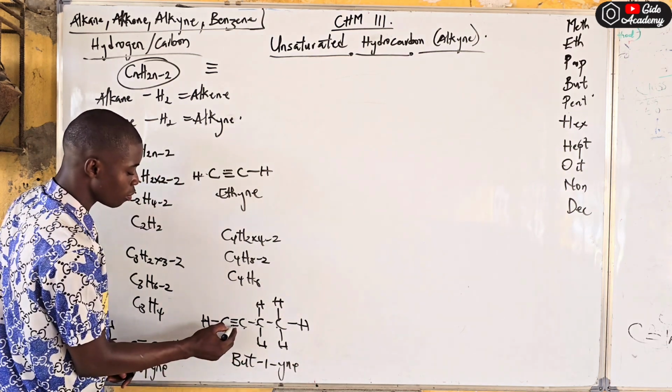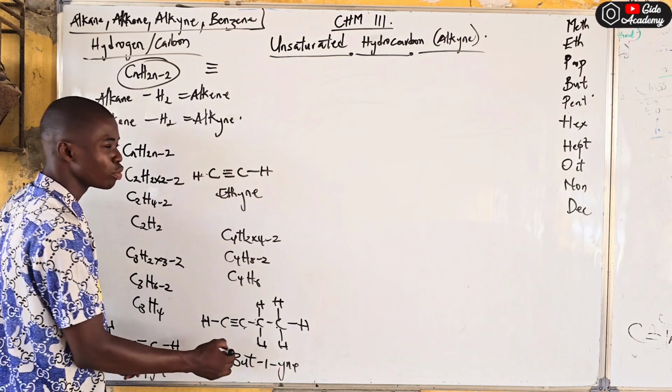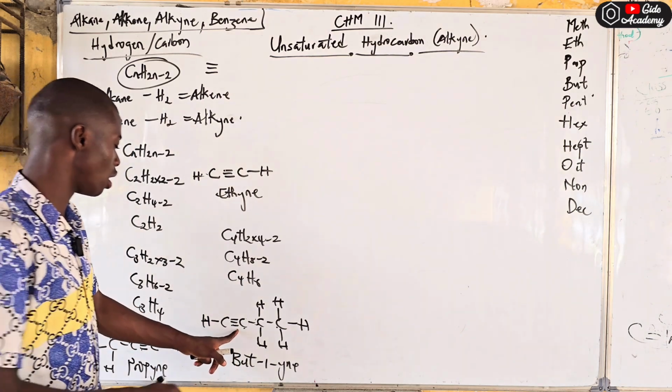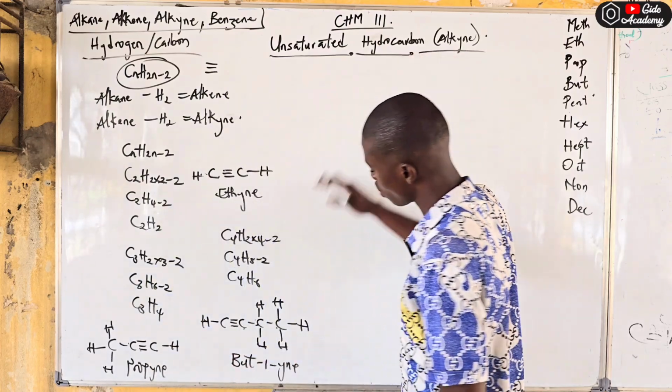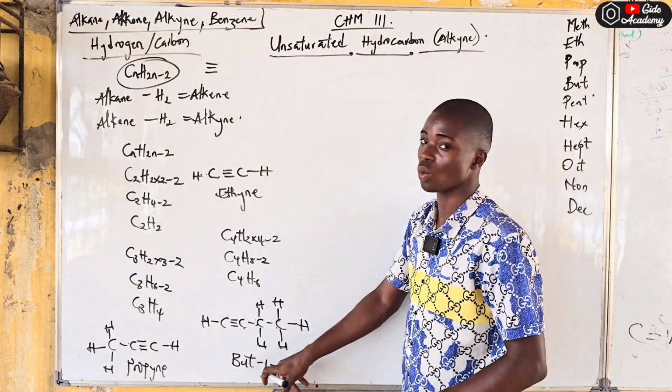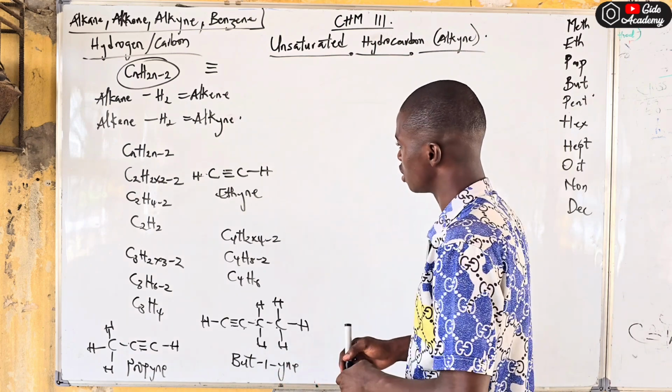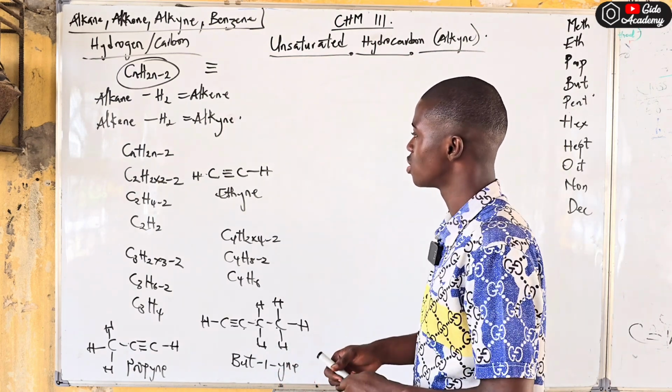Yne. If I put this triple bond in position 2, it will be but-2-yne. If you have not watched my video on how to assign an alkene, please go and watch the video so that you know why this place is 1 and why this place is 2. I've dropped a video on that already. Go and watch the video. It's going to be of help to you.